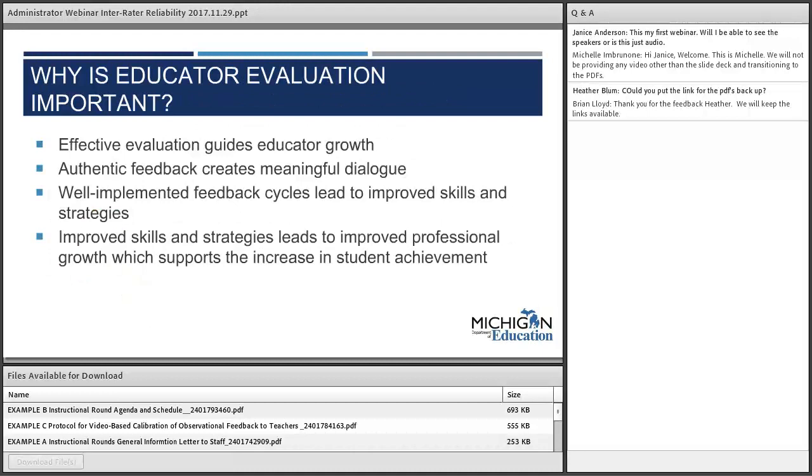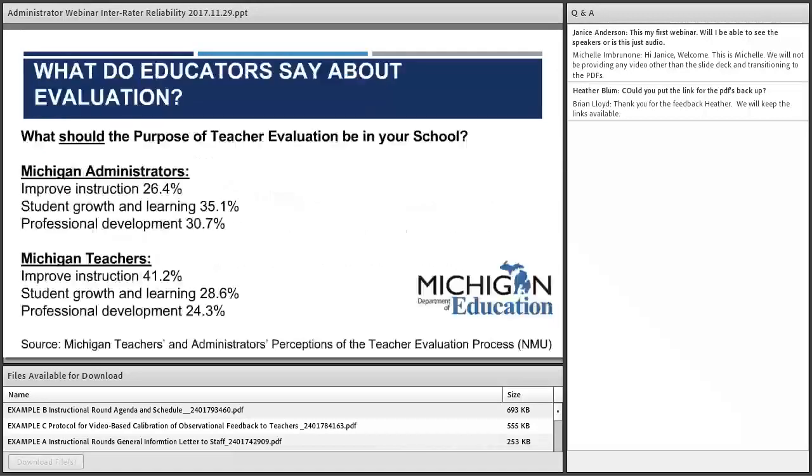So, just another reason why educator evaluation is so important: we know it guides educator growth. This is done through meaningful dialogue around feedback and reflection, which leads to improved skills and strategies, and really can guide professional growth, ultimately leading to higher levels of student achievement. So, what do our educators in Michigan say about evaluation? How are we doing with these big goals that we're reaching towards?